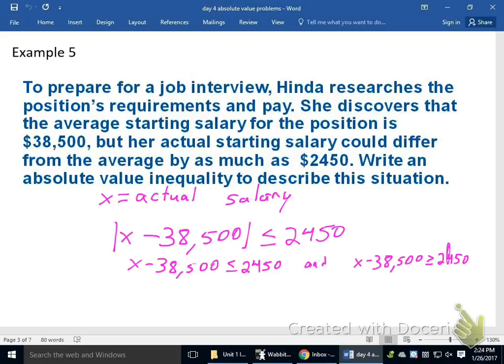I did make one small boo-boo. I forgot to change the sign on that one to negative 2450. So let me fix that. There we go. And now I'll go ahead and do these.